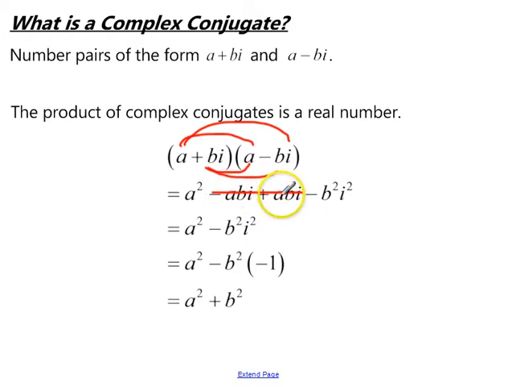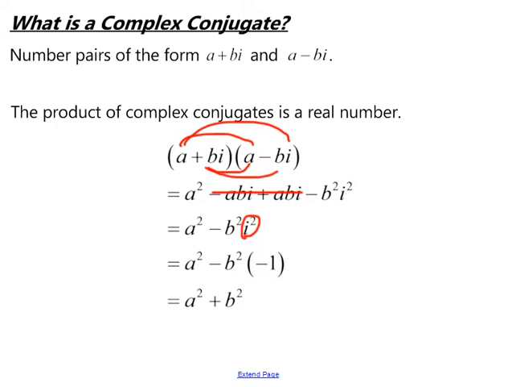Minus abi plus abi cancels out. So we're left with a squared minus b squared i squared. Then we know that i squared always changes to -1, so when we substitute that in, this actually becomes a positive b squared. So we went from two complex conjugates, or two complex numbers, and we ended up with one real number. So we're going to use this in our next operation.